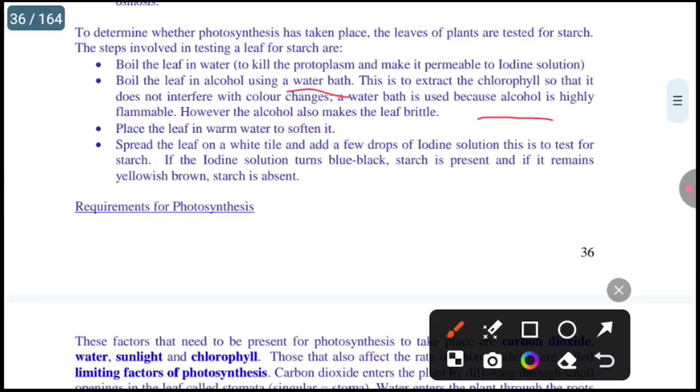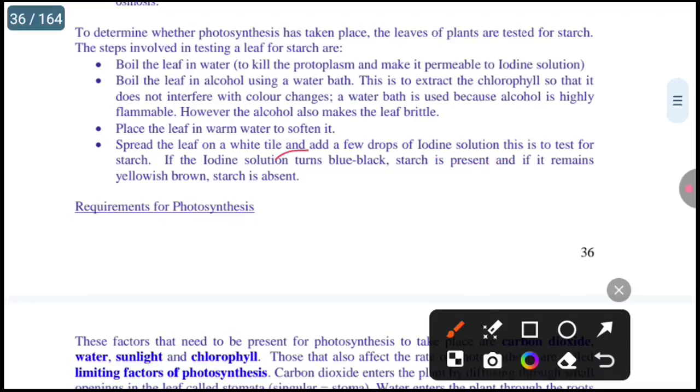Okay, that's point two. Place the leaf in warm water to soften it. This is the process. Spread the leaf on a wide towel and add a few drops of iodine solution. This is to test for starch.